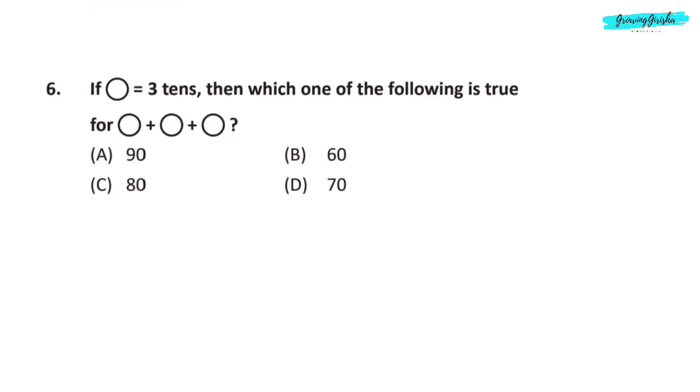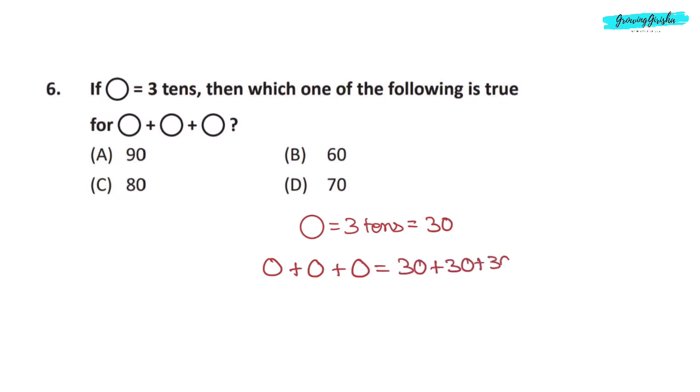Question 6. If one circle is equal to 3 tenths, then which one of the following is true for 1 circle plus 1 circle plus 1 circle? 1 circle means 3 tenths, that is 30. So 1 circle plus 1 circle plus 1 circle will be equal to 30 plus 30 plus 30, that is 90. Option A.